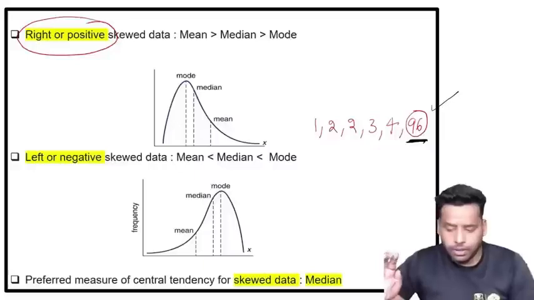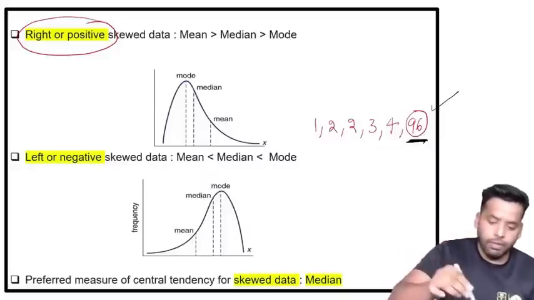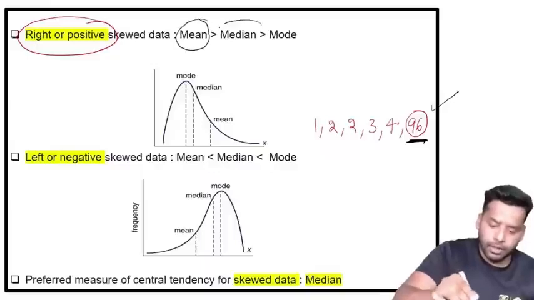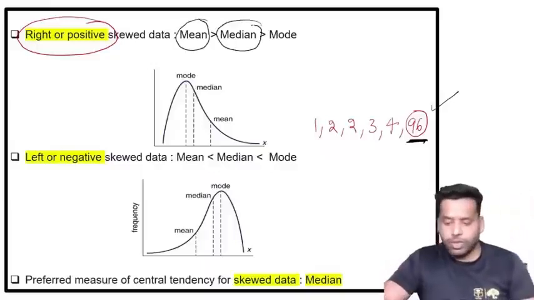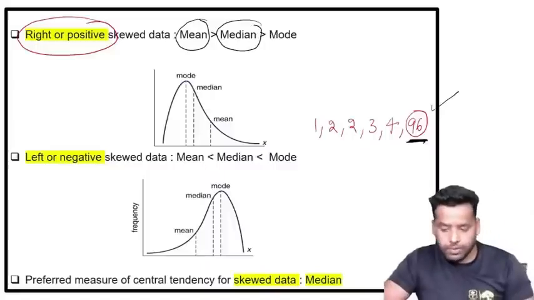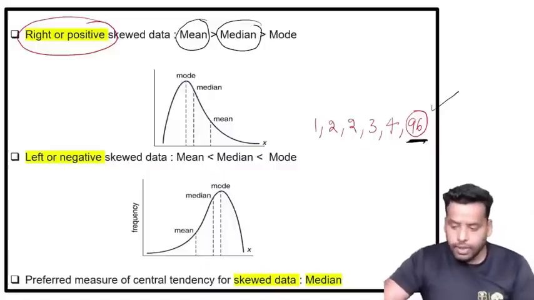True statement. Good. If the outlier is present in the higher end, mean will always be greater than median. Average score will become very high. Tell me true or false?